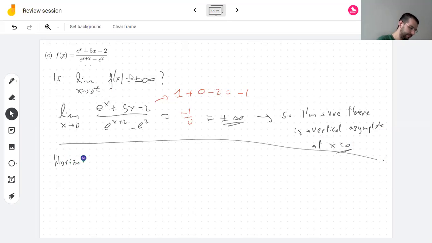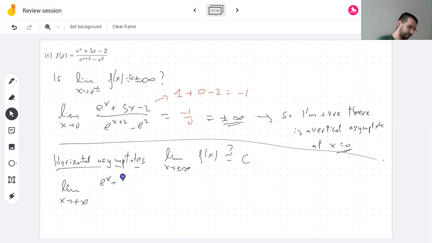Horizontal asymptotes. So for these, what to do is always the same. You take the limit as x approaches plus and minus infinity, and you see if it equals some number. You see if the limit exists. So let's take the limit at positive infinity. So this is approaching infinity plus infinity minus 2 divided by infinity. So it's positive infinity.